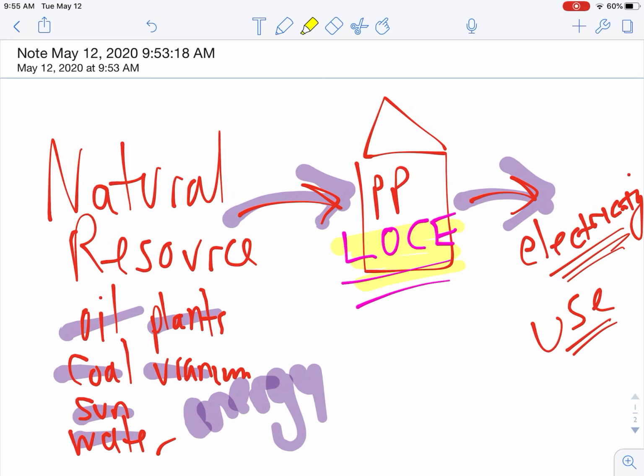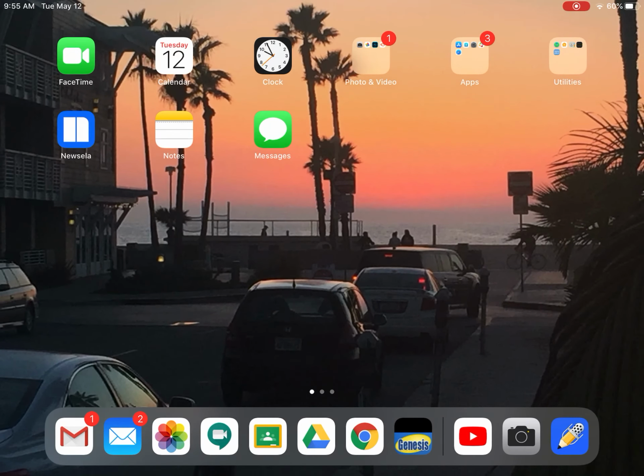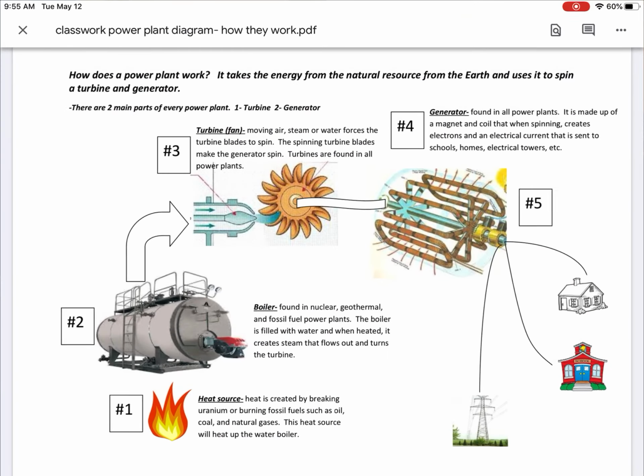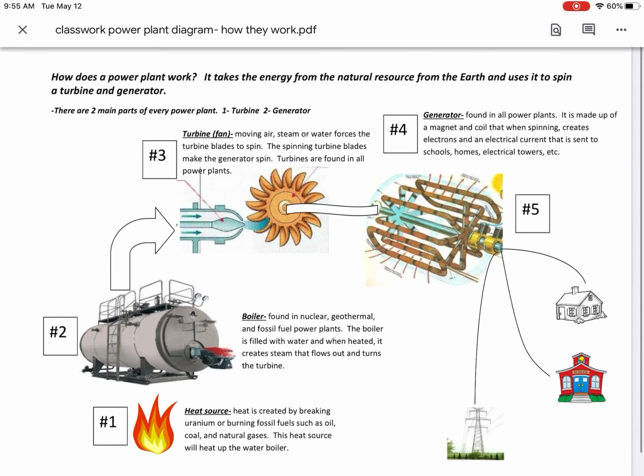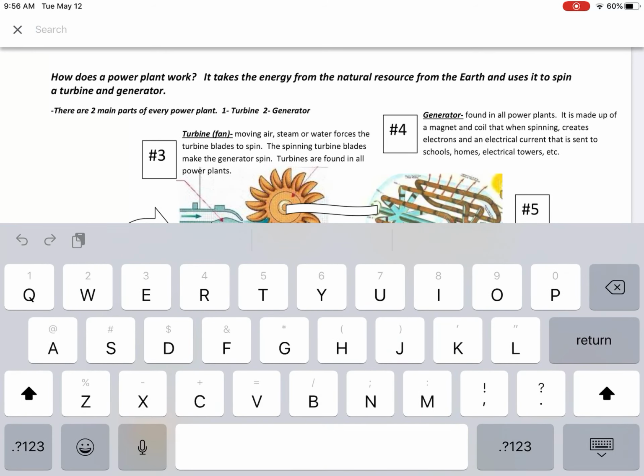And we're going to talk about all the different types of power plants. But what do you need to know that's most important? All right. So, how does a power plant work? Well, obviously, as we said, it's going to take the energy from a natural resource from Earth, and it's going to use it to spin what is called a turbine and a generator. And that's really the most important thing.